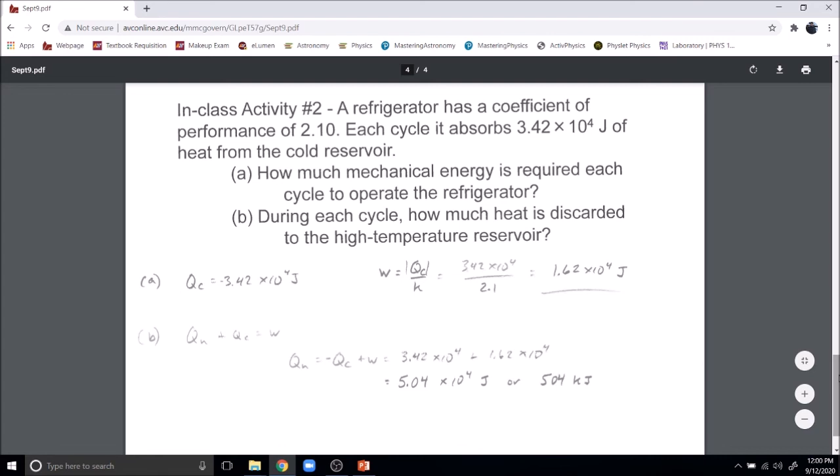Well, that's pretty straightforward. We use our coefficient of performance equation there. I'm going to rearrange that to QC over K. And so the QC over K turns out to be 1.62 times 10 to the 4 joules. So you combine those together, because remember what you're doing here is you're putting this work in, you're taking out the QC, and both of these things are what is brought to the hot reservoir.